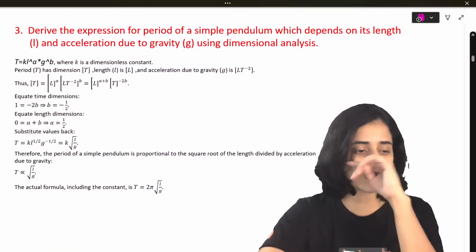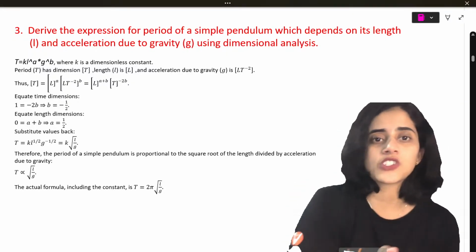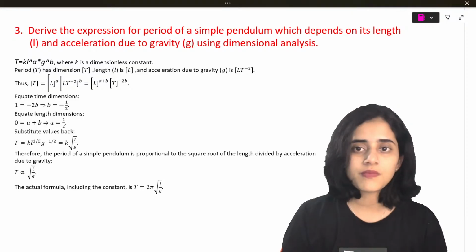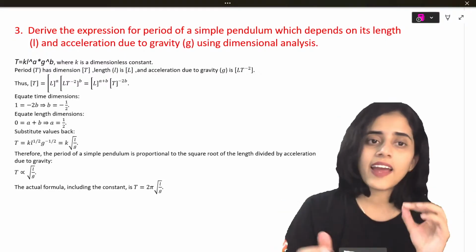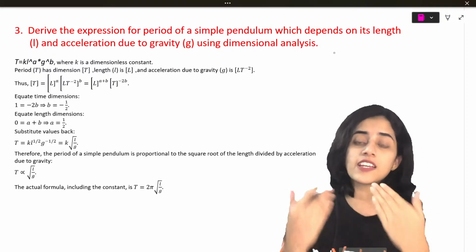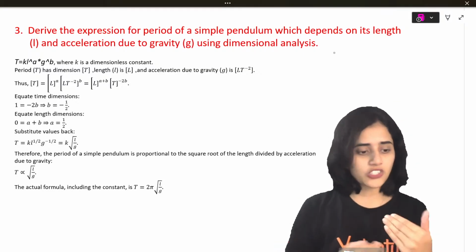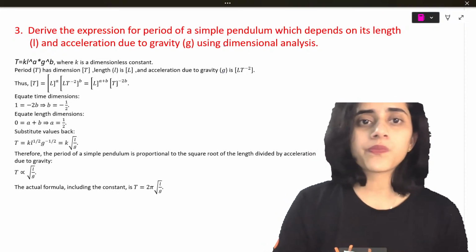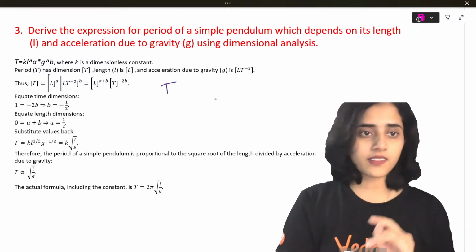Okay, let's look at the next question. So we looked at 2 questions to derive correctness. Next question. Derive expression for period of simple pendulum which depends on length and acceleration due to gravity G using dimensional analysis. So you will have so many questions like this where you have to derive an expression using dimension. How do you do that? I'll teach you. First thing, whatever equation you get, you have to derive an expression for time period that is given to us.